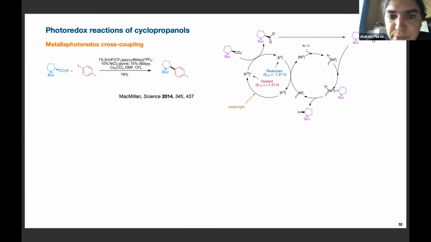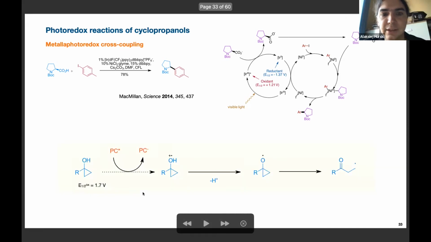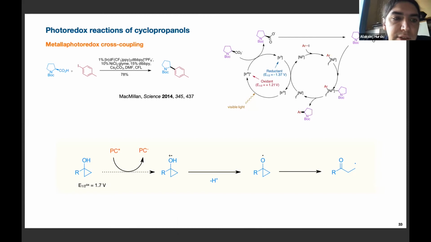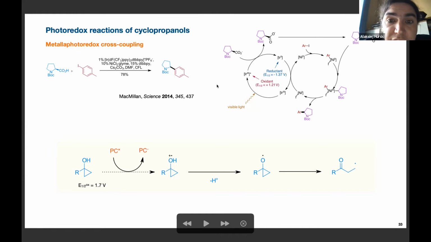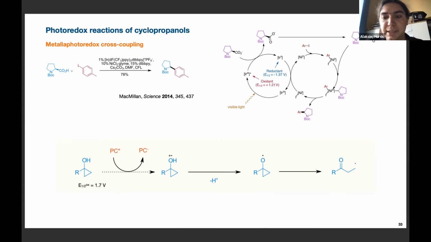Now we asked the question whether we can use cyclopropanols instead of carboxylic acids. It would be very interesting to couple them with aryl halides or vinyl halides under similar conditions. But there was one problem: the oxidation potential of the cyclopropanol is 1.7 volts, and for the iridium catalyst, it's 1.21. So iridium cannot oxidize cyclopropanol to this radical cation, which can further lose the proton, and this cyclopropyloxy radical can undergo ring opening to a beta-keto radical.